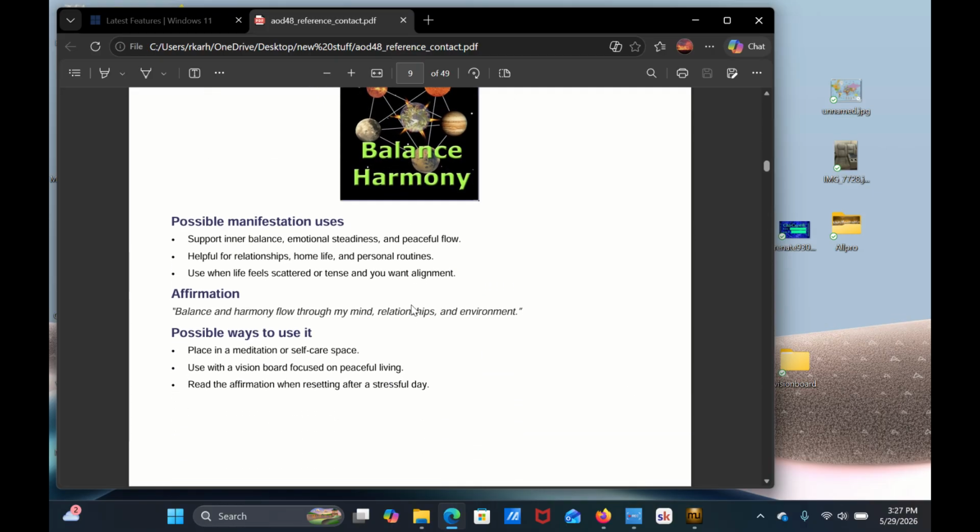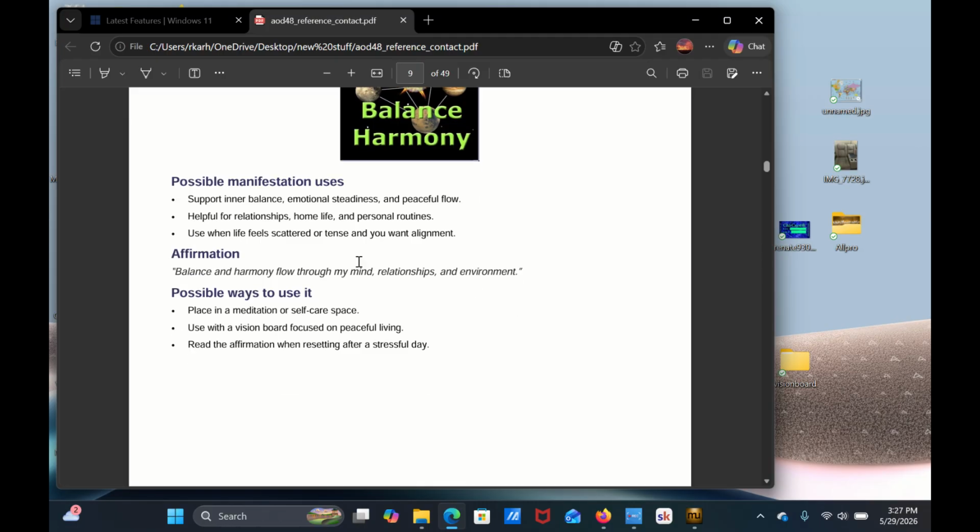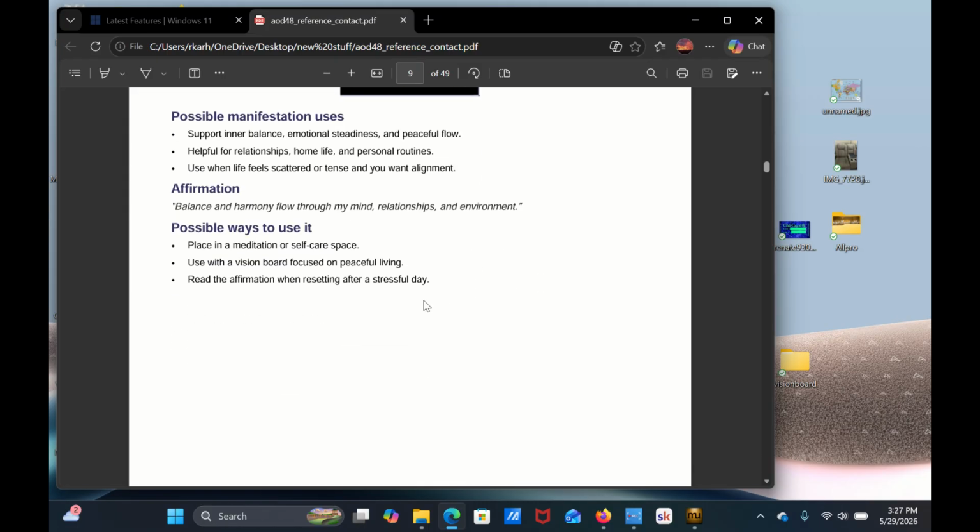Balance, harmony. Possible uses: support inner balance, emotional steadiness, and peaceful flow. Helpful for relationships, home life, and personal routines. Use when life feels scattered or tense and you want alignment. Affirmation: balance and harmony flow through my mind, relationships, and environment. Possible ways to use it: place in a meditation or self-care space. Use with a vision board focused on peaceful living. Read the affirmation when resetting after a stressful day.